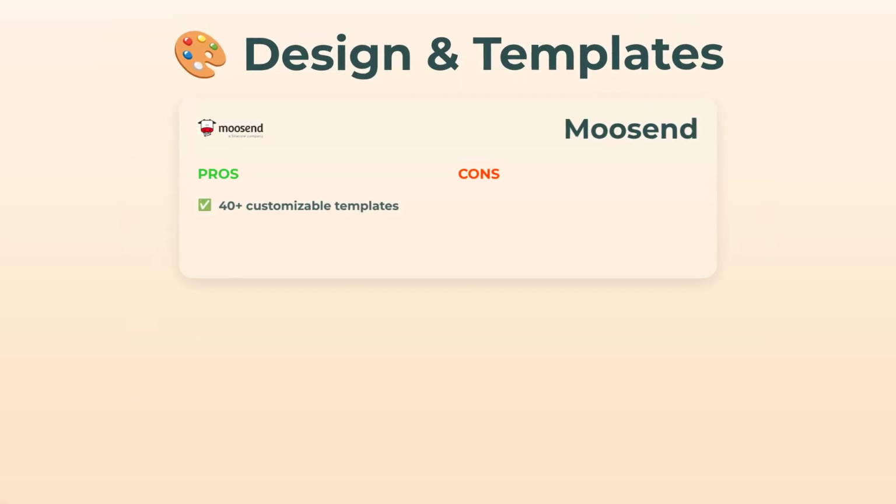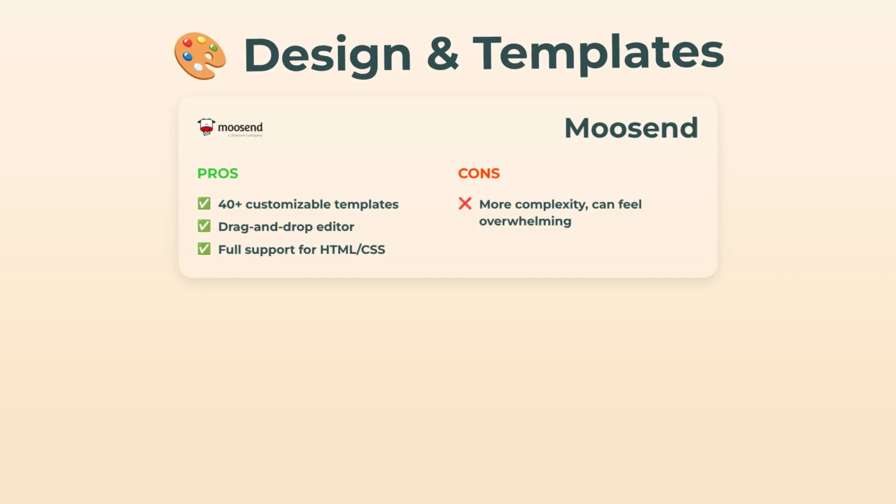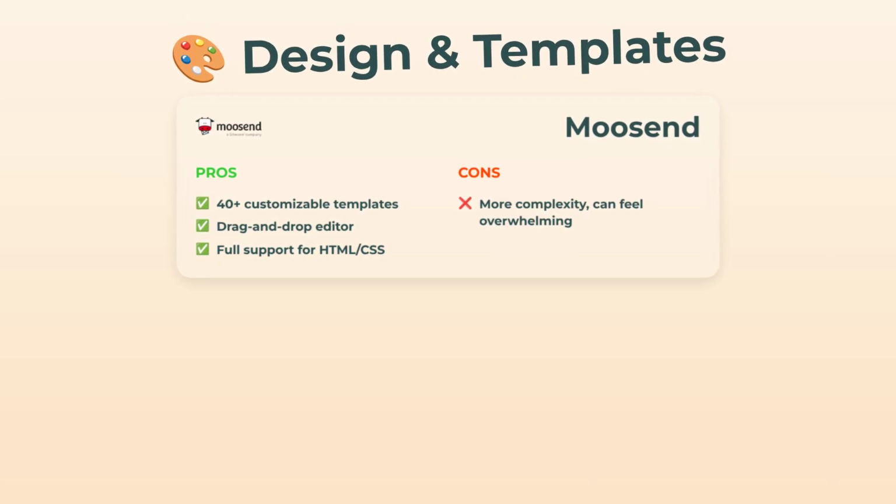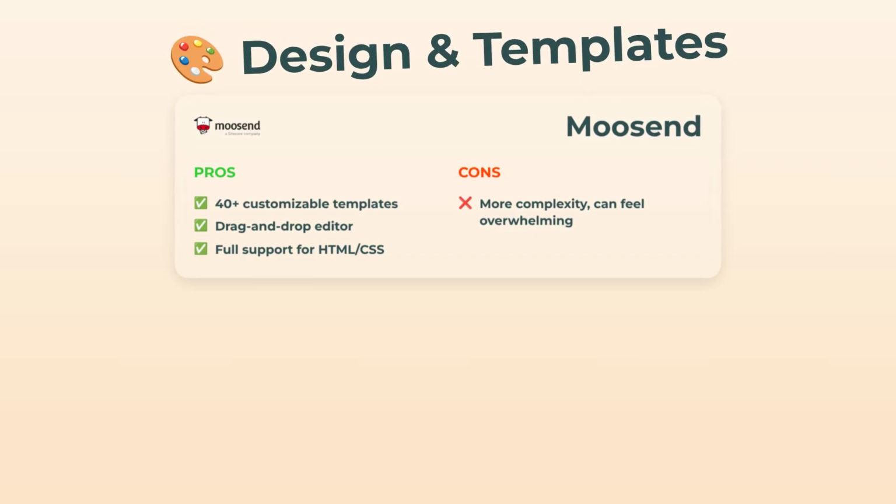All right, let's get visual, design and templates. Moosend is like the playground for design nerds. Over 40 templates, you can drag and drop everything, and if you're a code wizard, there's full HTML and CSS access. Honestly, it's powerful, but I'll be real. If you just want something simple, it can feel kinda over the top.